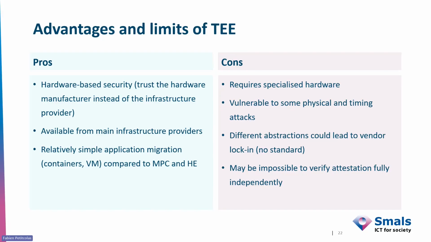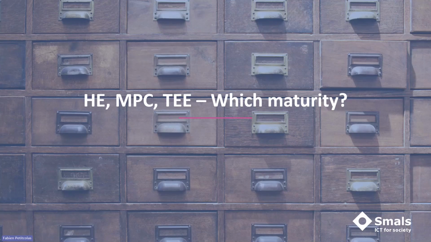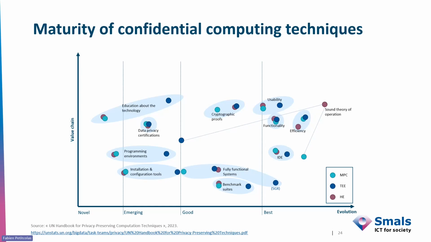Let's compare these three techniques: homomorphic encryption, multi-party computation, and trusted execution environment in terms of maturity. And here I'm going to rely on a report which was published last year by a group of experts who worked for the United Nations. So the report was ordered by the United Nations.